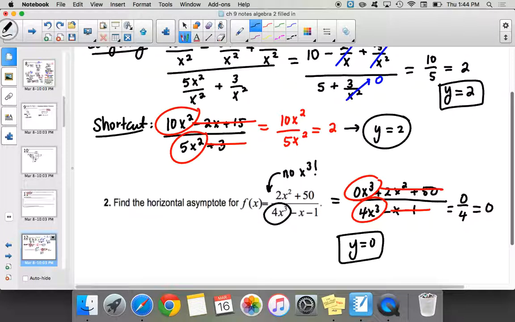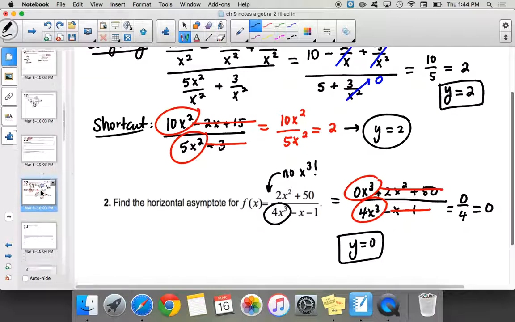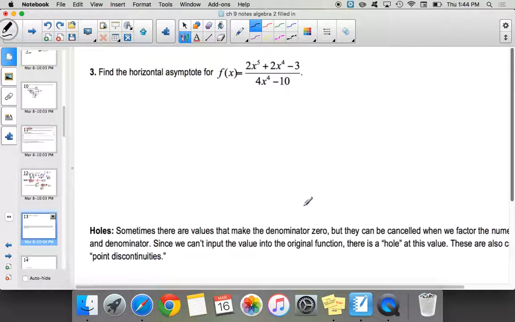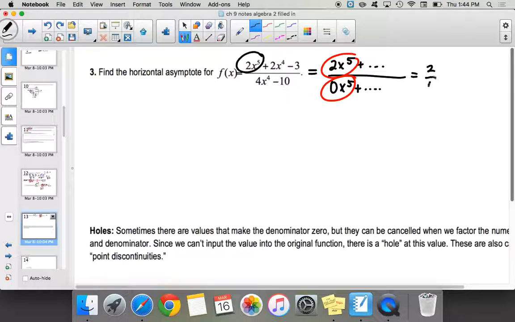So what's the logical question that comes after that? What if it was bigger in the numerator than in the denominator? That's example number 3. This is our largest degree, which means we would have 2x to the 5th plus a bunch of stuff, and on the bottom we would have 0x to the 5th. So when I look at 2 divided by 0, what is 2 divided by 0? Undefined. It doesn't work. The trick is 0 over k is okay, that's allowed, that's 0. But n over 0 is not allowed.